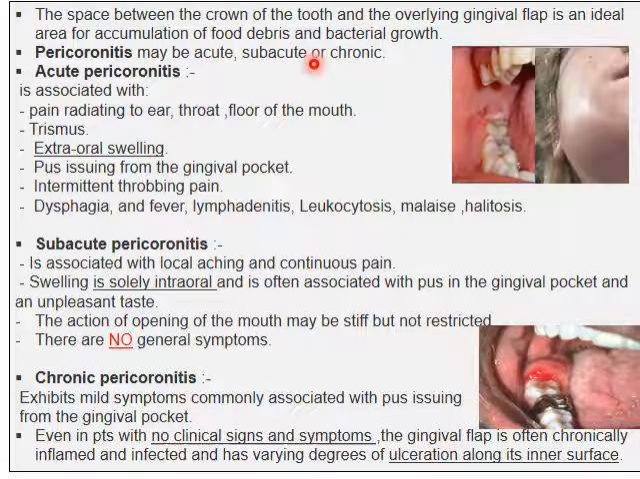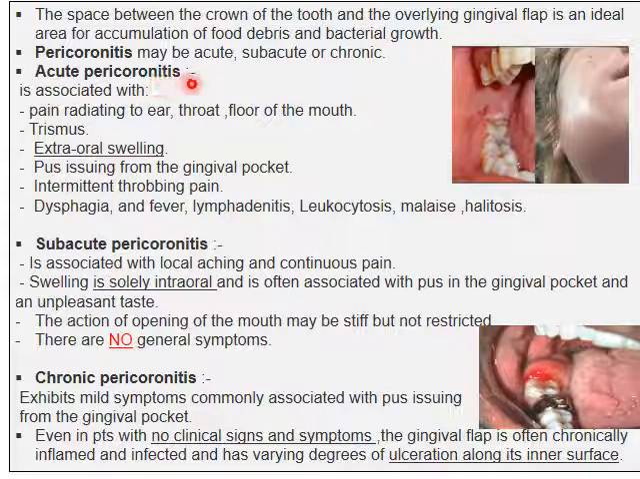The action of the opening of the mouth may be stiff but not restricted. يعني there is a stiffness in the opening of the mouth but there is no restriction. مو مثل الأكيوت فيس عند التريزمس المريض ما يقدر يفتح حلقة نهائيا أو تشوف very limited. In addition to that, there is one important symptom that can differentiate between acute and subacute.